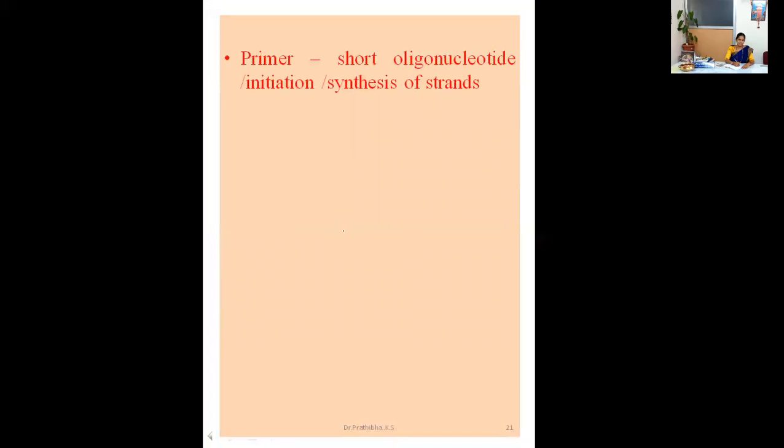Now let us understand what a primer is. Usually you'll get this question for 1 mark. Primers are short oligonucleotides. Oligo means few. They are responsible for the initiation of synthesis of the strands by the DNA polymerase enzyme. We need the DNA polymerase enzyme, right? And we need a template DNA, right? So here we are using the DNA polymerase enzyme. What kind of DNA polymerase is this?